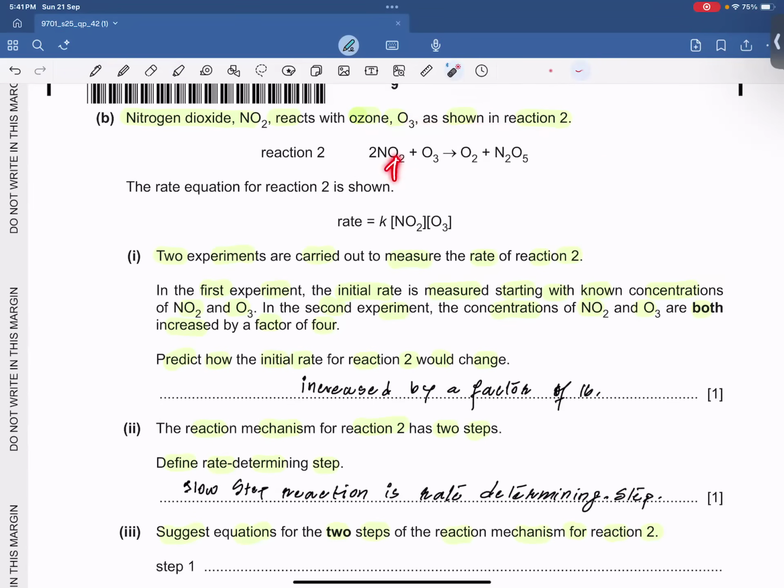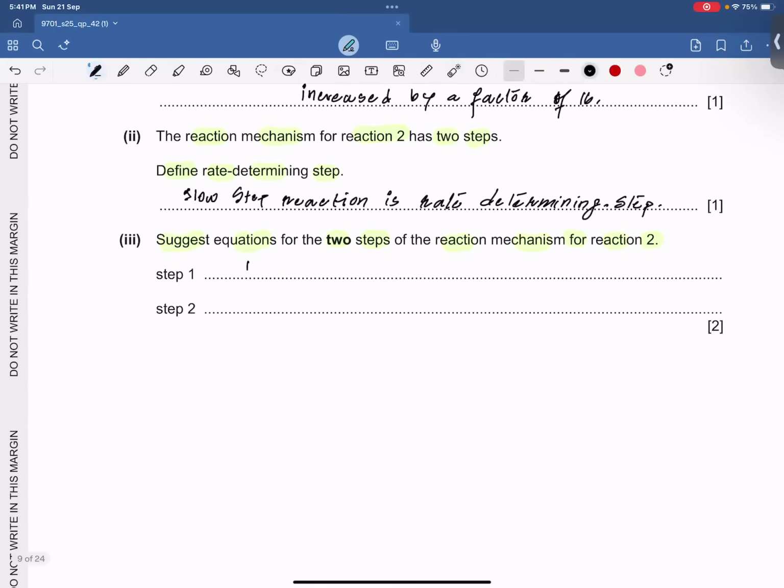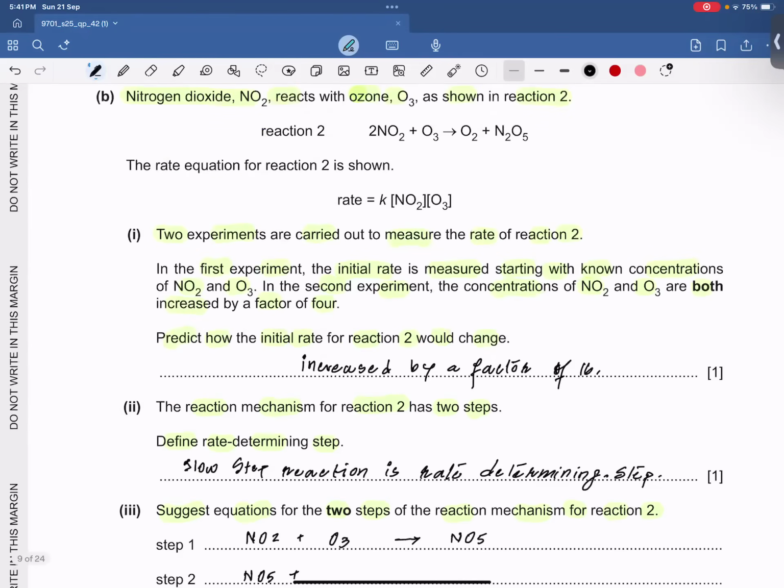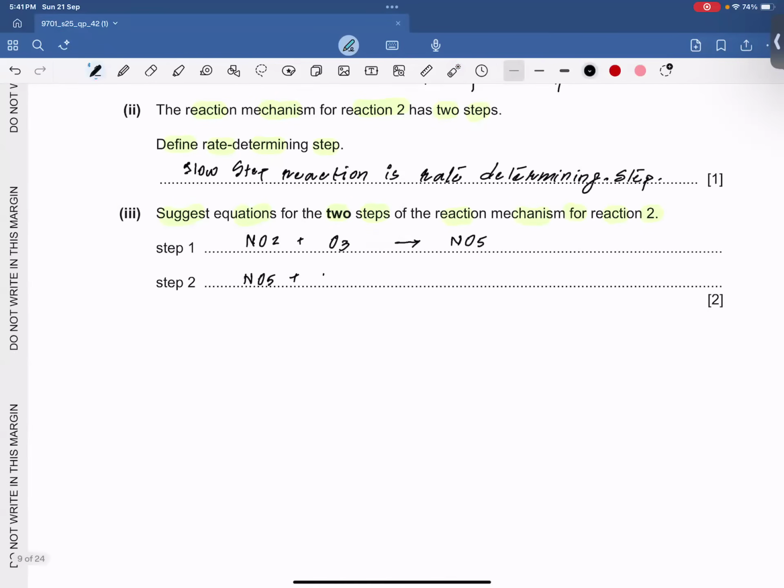So first of all, let me react NO2 and ozone. NO2 and ozone are reacting together, converting into NO3. Now, in the second step, this NO3 reacts with another mole of NO2 because we have 2 moles in the equation. So it's going to be N2O5 and oxygen gas is given off.